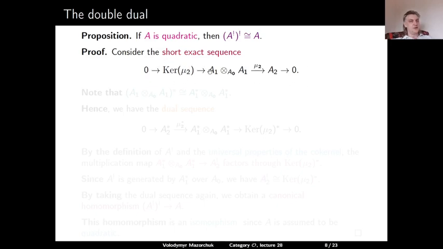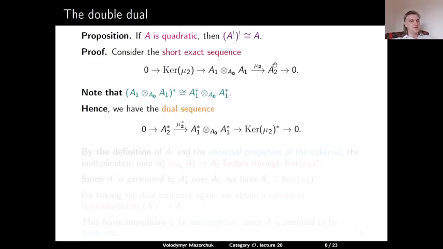The kernel of mu2 is a subspace of A1 tensor over A0 A1, and then this is sent by mu2 to A2. So if A is generated by degree 0 and 1, the map mu2 must be surjective. As we already noticed, the dual of A1 tensor over A0 with A1 is A1 dual tensor over A0 with A1 dual. Hence, we can apply duality to this short exact sequence and get the dual short exact sequence.